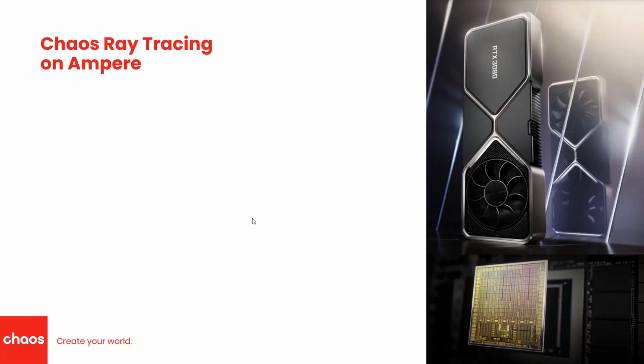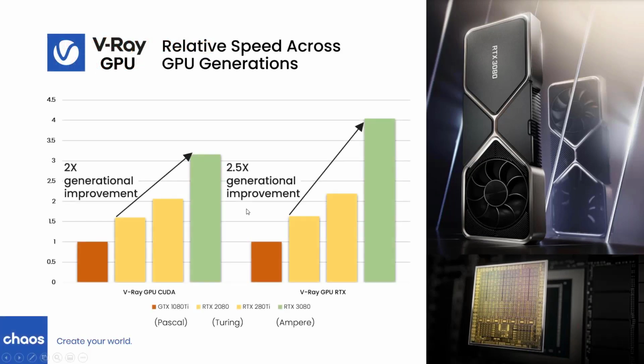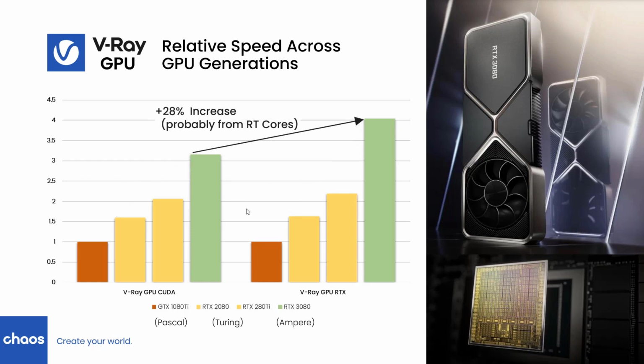Thanks, Alex. I'd now like to take a minute to go over the performance results we're seeing on Ampere GPUs with our ray tracing products. So, with V-Ray GPU, we're seeing a 2x generational improvement when using CUDA, and when using the RTX mode, we're seeing a 2.5x generational improvement. We think that this difference in the speed is primarily due to the RT cores, with RTX mode being able to take advantage of the RT cores because it uses OptiX, whereas CUDA is not allowed to use the RT cores.